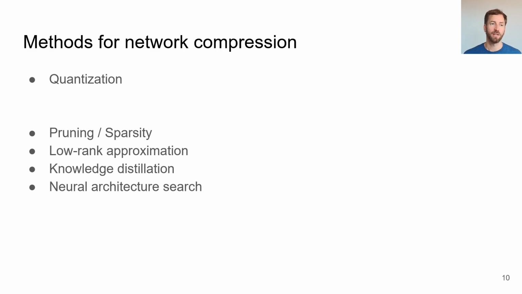Let's first have a look at the overview of methods for network compression. Of course, there's quantization, which means reducing the bit width of data types. Then there's pruning and sparsity, which means removing parameters and activations. There's low-rank approximations, which means projecting the feature space to lower dimensions. Then there's knowledge distillation, where we use the output of a teacher network to train more efficient student networks. And then there's neural architecture search, which means optimizing the type and numbers of layers in a neural network.